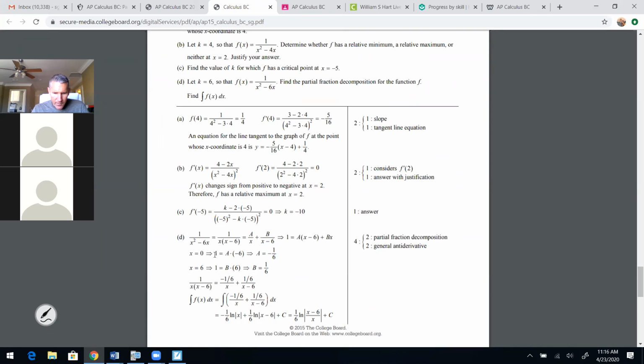Well, they have both there, right? They have this. Now, they didn't factor out the 1/6, but they have this, and then they have, which equals 1/6 times ln of absolute value x minus 6 over x plus c. So for this problem, they gave 2 points for the partial fraction decomposition and 2 points for the general antiderivative.